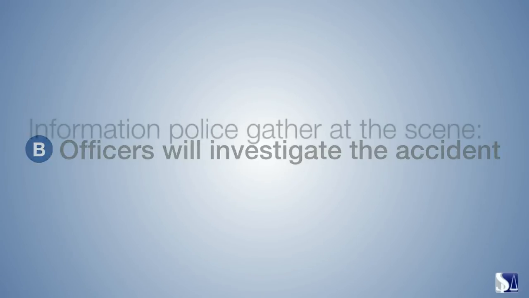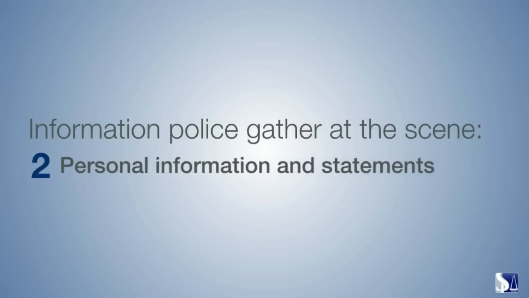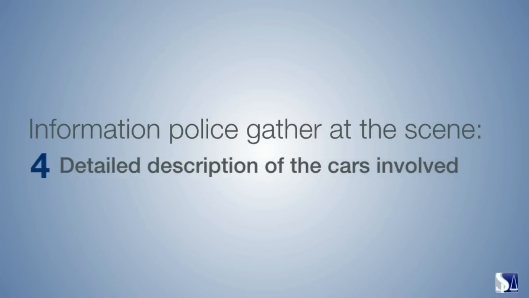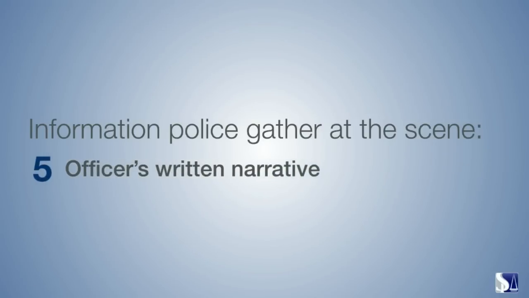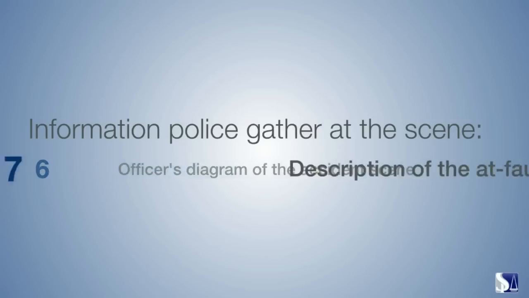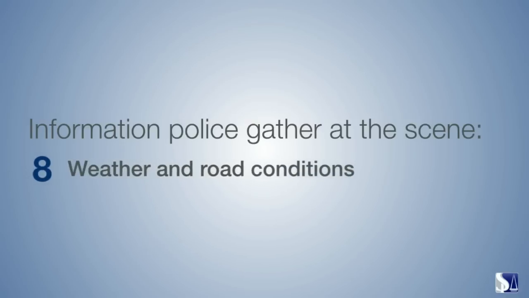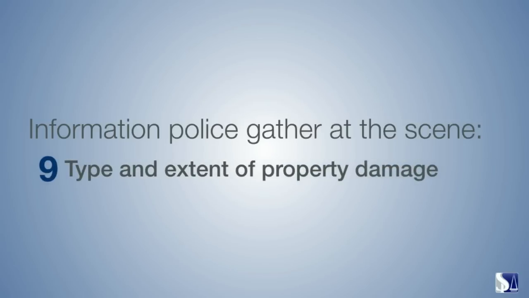Information police gather at the scene includes date, time, and location of the accident, personal information and statements from drivers, passengers, and witnesses, descriptions of injuries to drivers and passengers, detailed description of the cars involved, the year, make, model, and color, and the officer's written narrative of the details and causes of the accident. The officers make a diagram of the accident scene and the point of impact, description of the at-fault driver's actions that caused the accident, weather and road conditions at the time of the accident, type and extent of property damage to the vehicle and their contents.